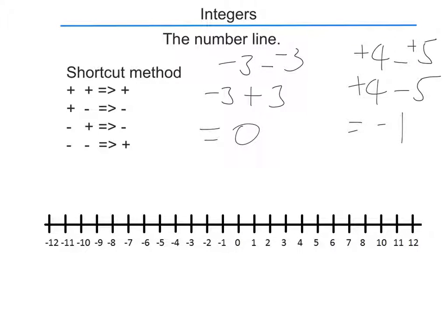So while in the previous slides I showed you why it works the way it does, people tend to use this method here, the shortcut method, to work out positive and negatives. Two positives make a positive, two negatives make a positive, and when they're different, a positive and a negative, you get a negative. And if it's positive, you move in the positive direction, and if it's negative, you move in the negative direction. That way it's a bit simpler.